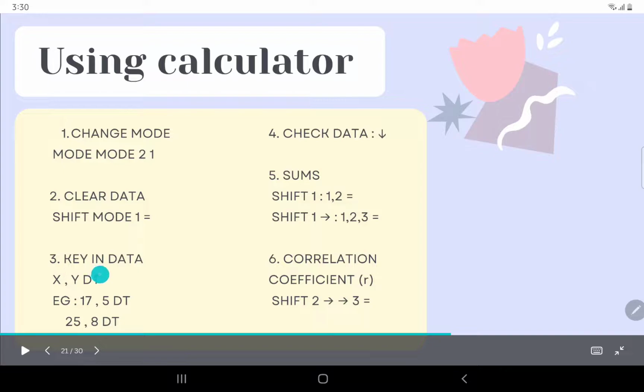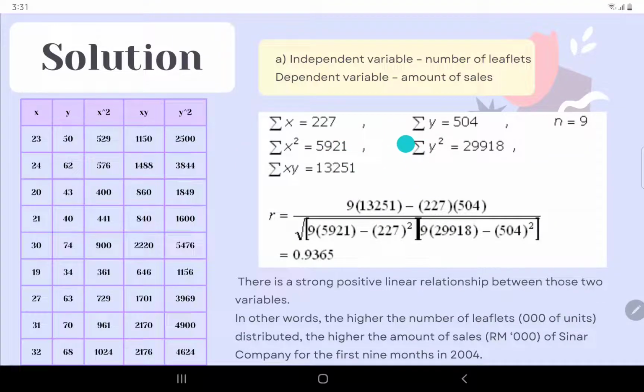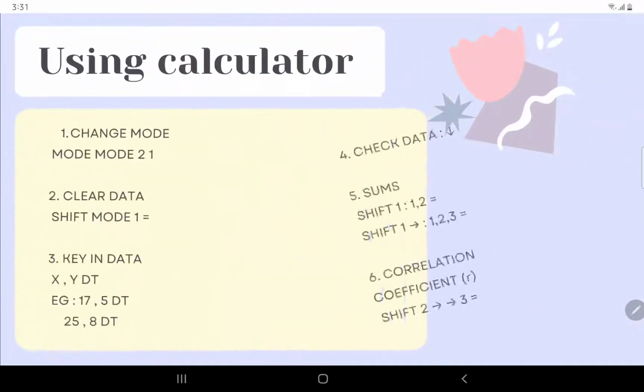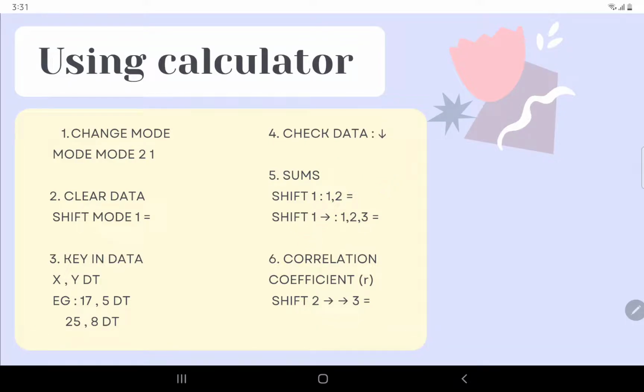Lepas tu tekan DT lah. Okay, and then check data yang you all key in, and then tekan sum, shift 1, 1, 2 equal. Okay, buat cara ni untuk cari ni semua. Okay, dan yang untuk nak cari correlation coefficient pun boleh guna calculator. So untuk calculator yang ni, cara yang ni saya pun tak boleh nak explore betul ke tak yang dia tulis ni untuk 570 lah katanya, sebab saya guna FX 991, dia lain sikit. Okay, you all boleh explore calculator masing-masing.